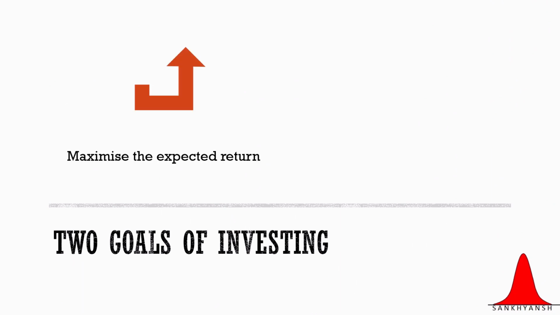Financial experts have usually argued that there are two primary goals of investing. Number one, maximizing the expected return, and number two, minimizing the risk. We know that variance or standard deviation are used to measure the risk associated with investment in any stock. Here, we are presenting the market model, which assumes that the rate of return on a particular stock is linearly related to the rate of return on the stock market index such as Sensex or Nifty.